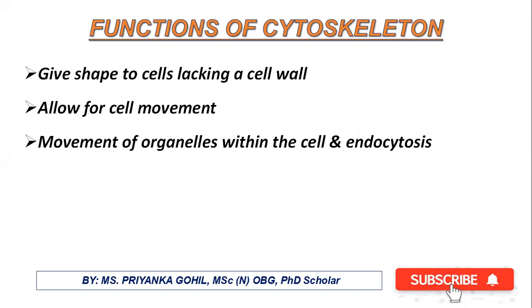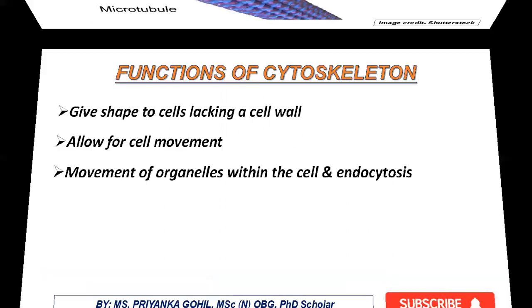So 3 main functions are there. First it will provide shape to the cells which are lacking in the cell wall. Then it will allow for the cell movement like crawling movement of the white blood cells and amoebas, or it will do the contraction of the muscle cell. And third, it will allow for the movement of organelles within the cell and endocytosis.